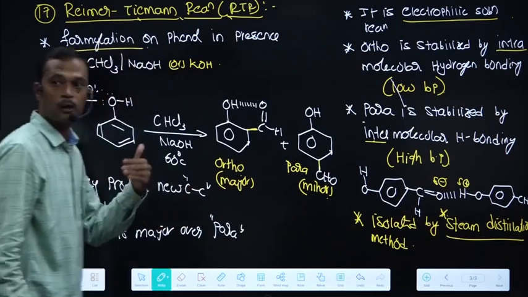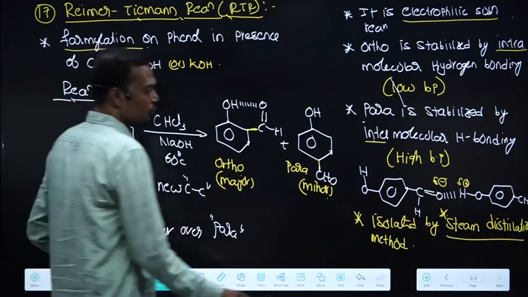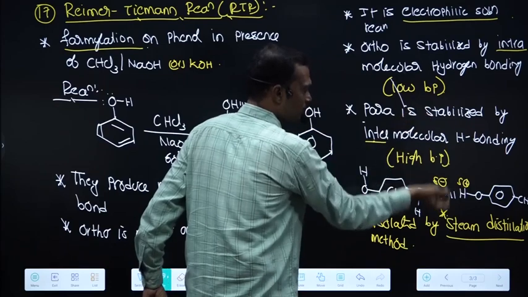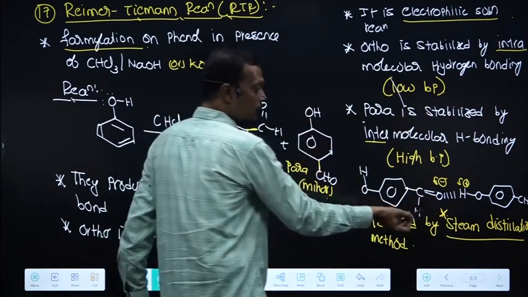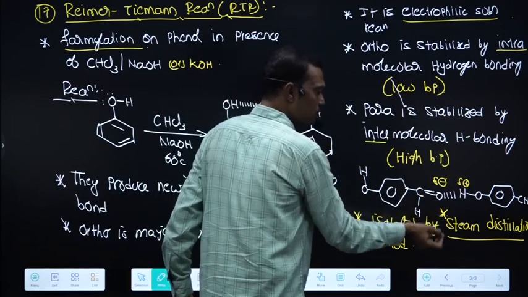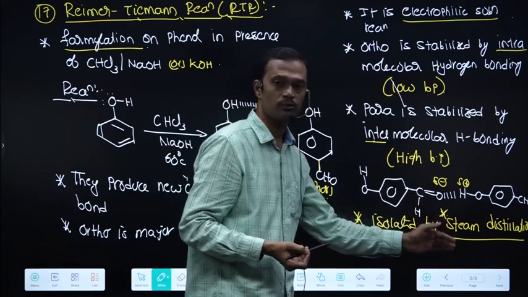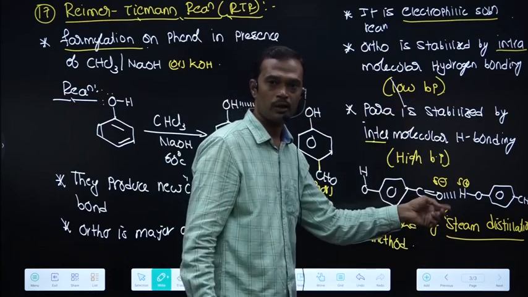Low boiling point and high boiling point. The low boiling point isomer will elute first. The high boiling point isomer shows high energy. In order to reach that energy, we need to supply more energy. After reaching that energy, it may elute in the form of liquid. So low boiling point, low energy; high boiling point, high energy.